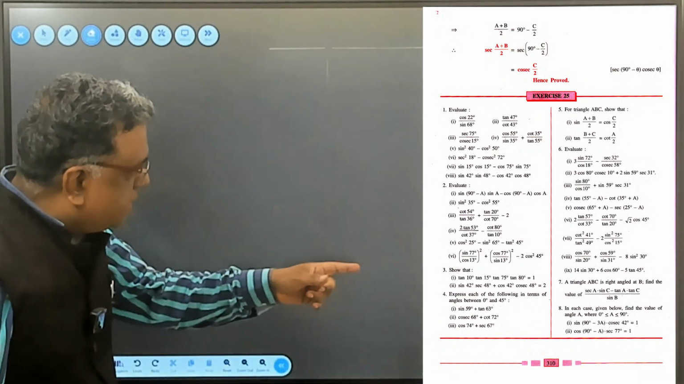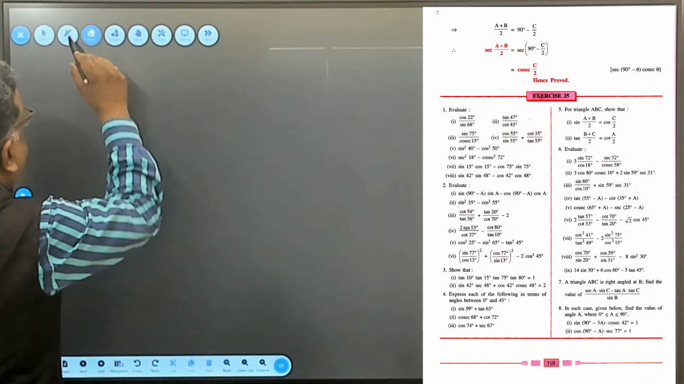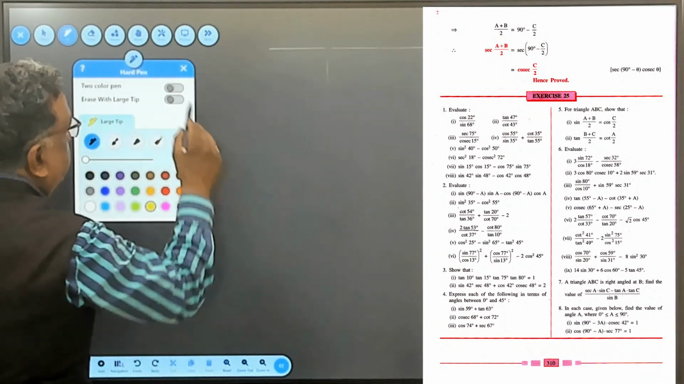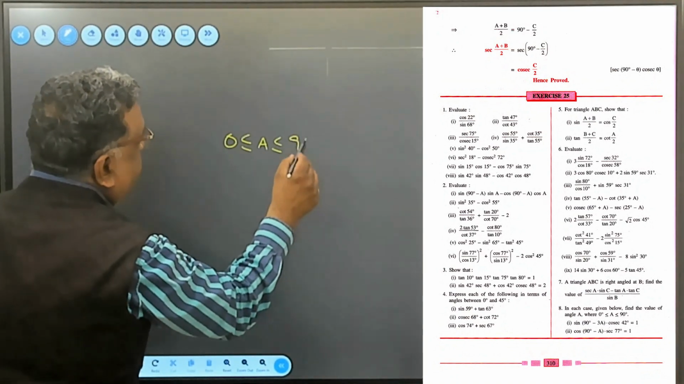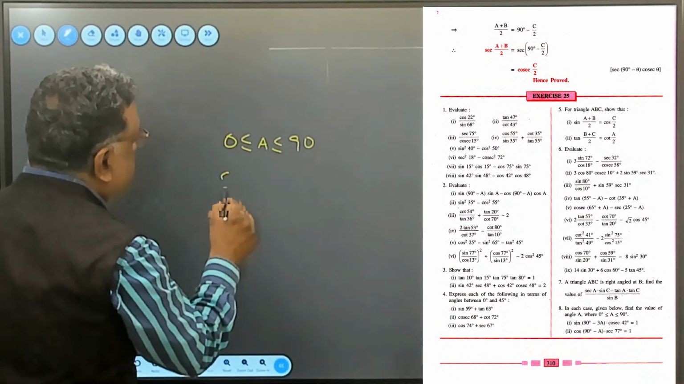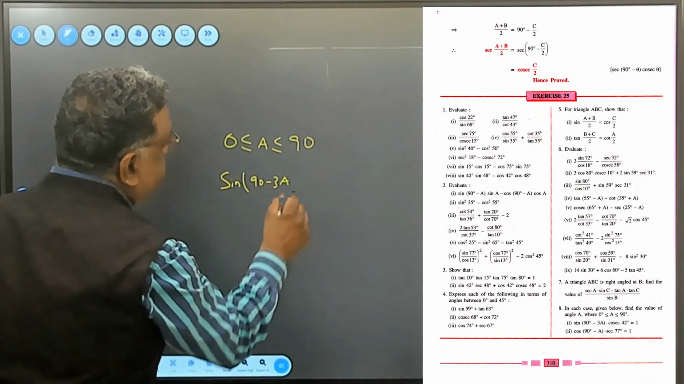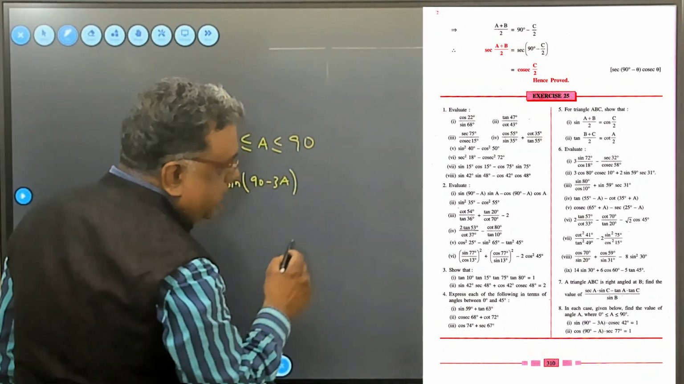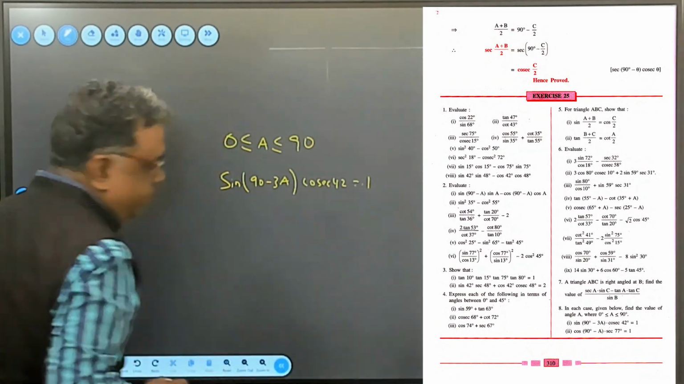Let us try to do the final sum, which is the 8th one. The value of angle A is lying between 0 to 90. And I have to find A if I am given sin 90 minus 3A into cosec 42 is 1.